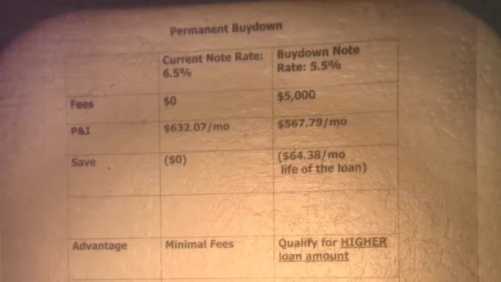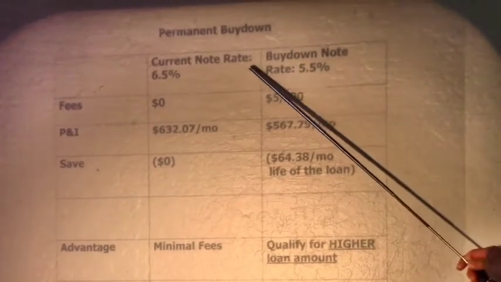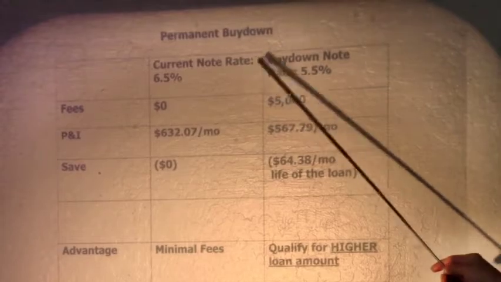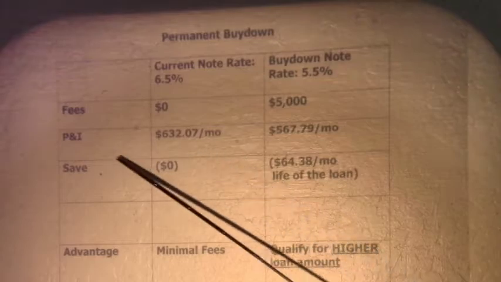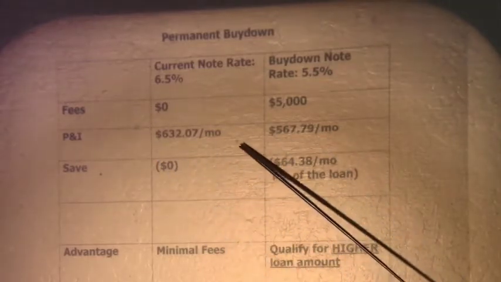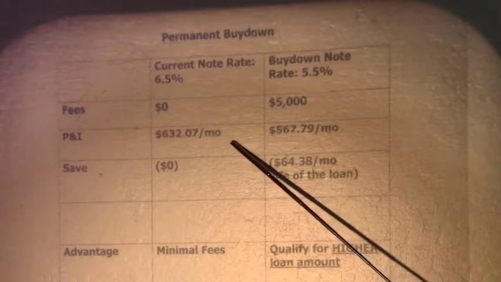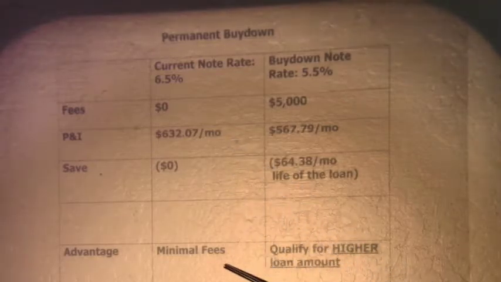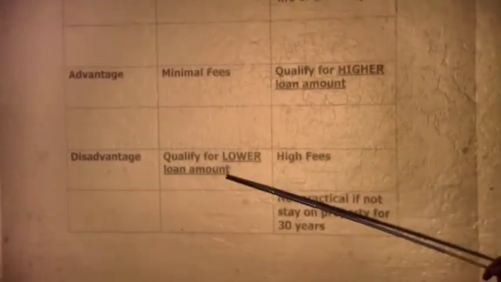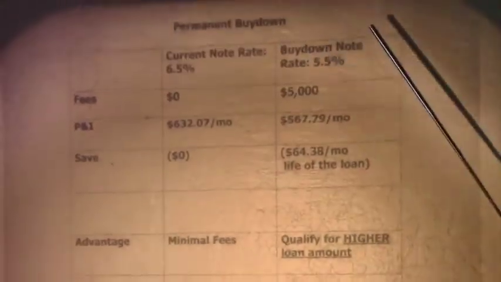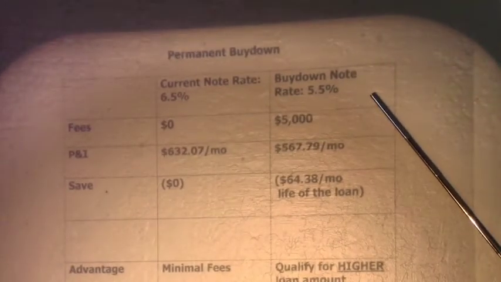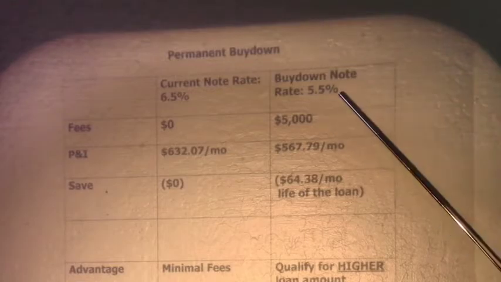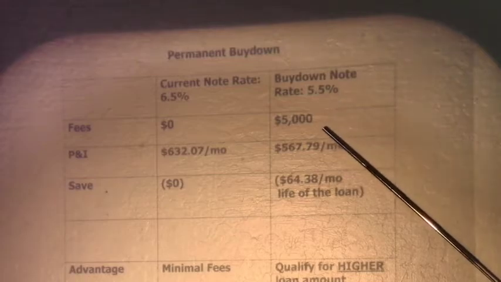So you have a permanent buy down. That means the note rate is the real rate, okay? So right now the rates are going for 6.5%. Your payment, P&I, means principal and interest. So your monthly is $632 a month. There we go, minimum fees, and qualify for a lower rate. Now you say I want to save money. I've got enough money to buy down the interest rate to 5.5%. Well, for 5.5%, I have to pay $5,000.